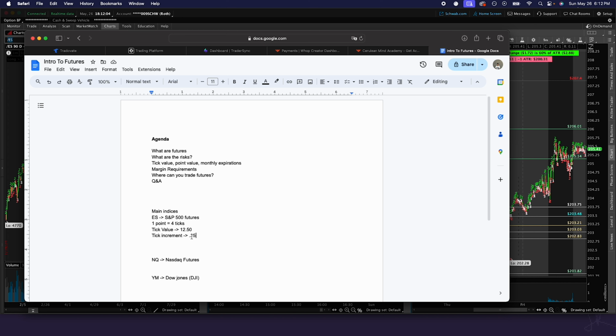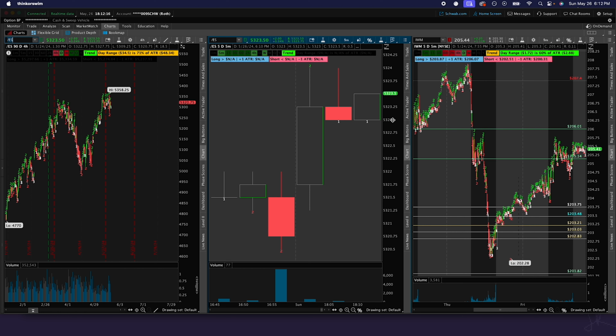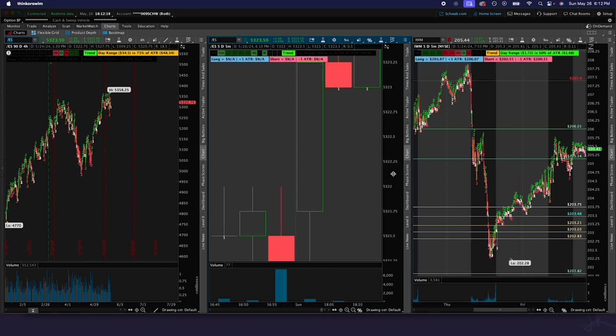So if we go to ES now, and zoom in, you can see the different tick values. So there's 5322, 25 cents, 50 cents, 75, then the next point. So this moves in quarter point increments for the tick increment. And then in that tick value, like I mentioned, you make or lose $12.50. So for every point that ES moves for or against you, you're going to make or lose $50.